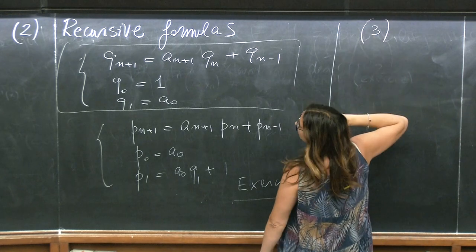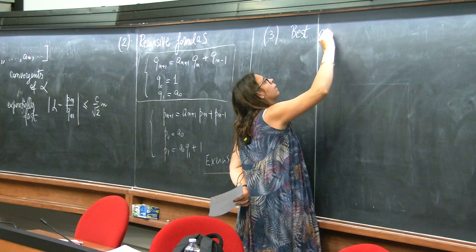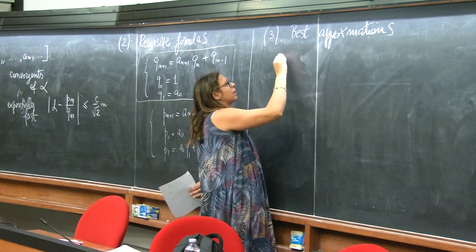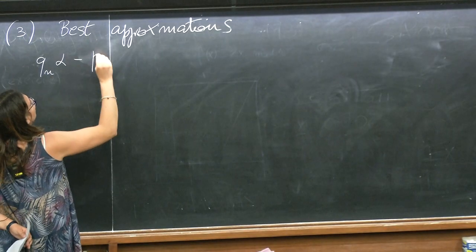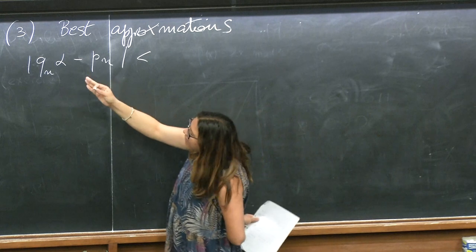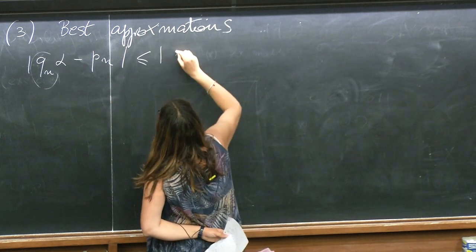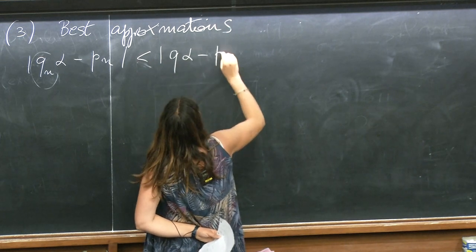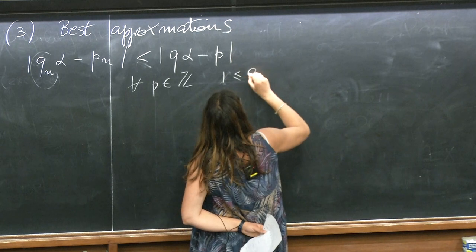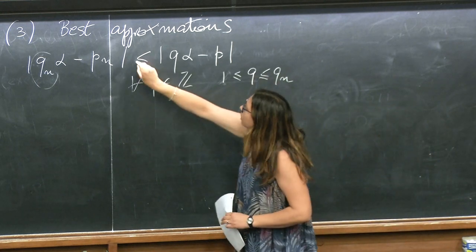Similarly, let me tell you the third property that you also probably know, that these are best approximations. There are best approximations of the first type or the second type, I never remember which one, but I want this one. If I look at this distance, it is the best possible: this is the best approximation among all rationals with denominator bounded by Qn. So this distance is less than or equal to, I have to be safe, but I think less is correct, the distance of q alpha minus p for every integer p and for every q with 1 less than q less than Qn.